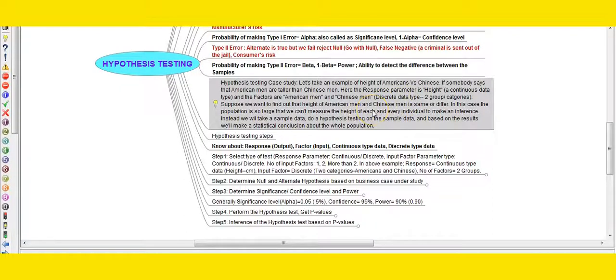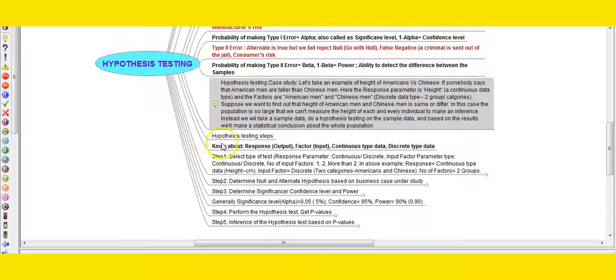There are certain things we should understand on this testing, and based on this Y measure and X factors we decide the type of hypothesis testing to be done on this data. So in this example we take the sample data for both American men and Chinese men, we measure the height, and then we do hypothesis testing, and based on it we make a statistical conclusion about the population.